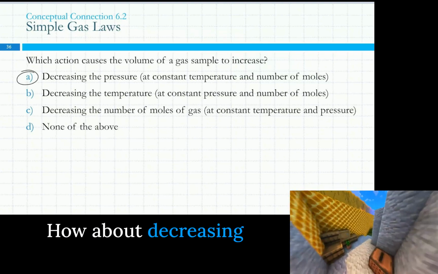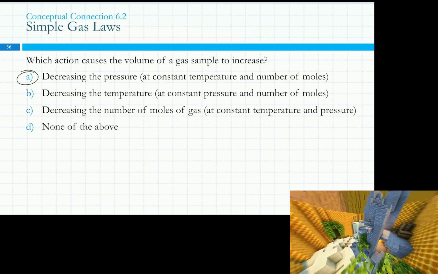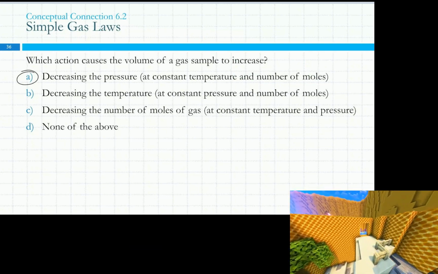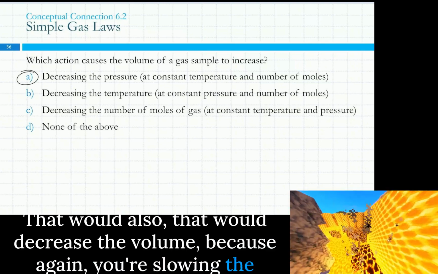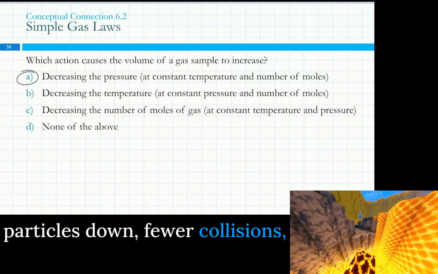How about decreasing the temperature? No. That would decrease the volume because, again, you're slowing the particles down, and fewer collisions means a lower volume.